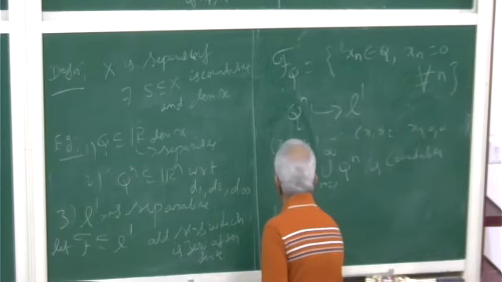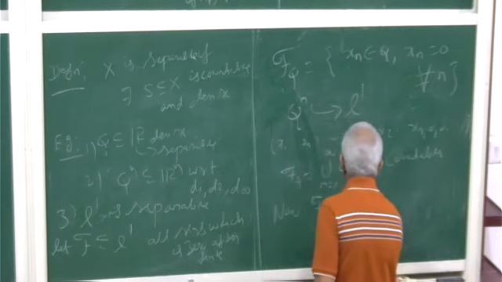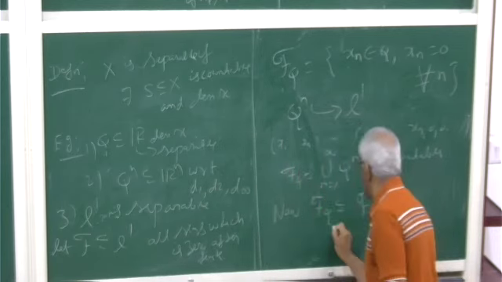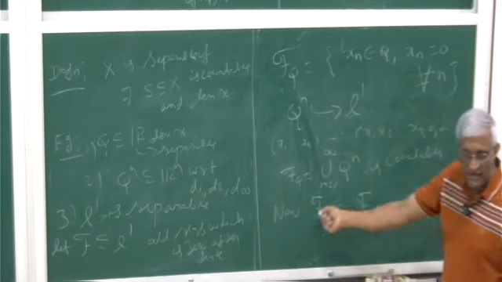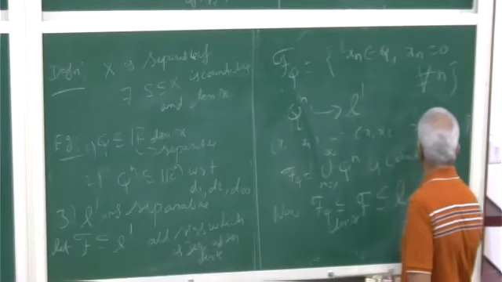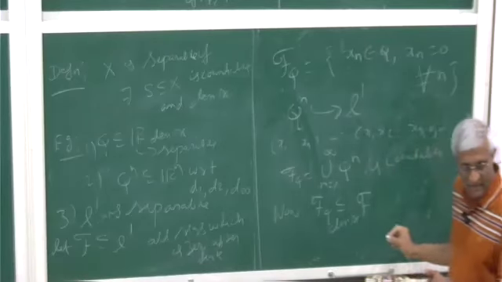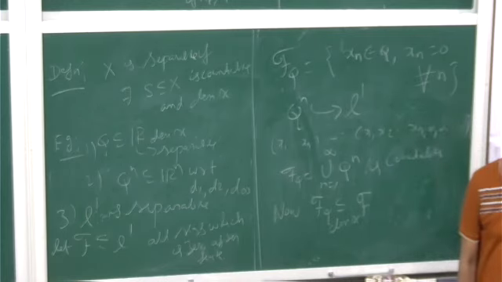Now FQ is contained in F. This is dense. Any finite sequence, you can have finitely many of them. This is dense, and F contained in L1 is dense. This is clear. Now we have to prove that F in L1 is dense. That we have to prove.